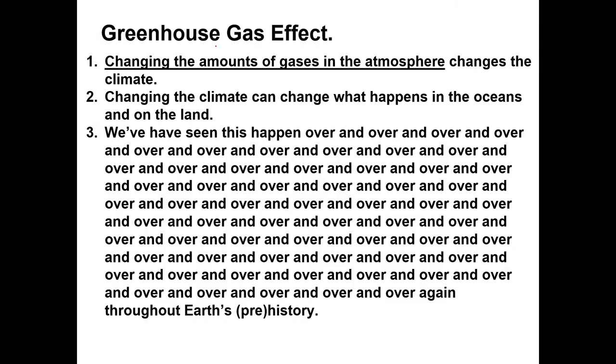So, greenhouse gas effect. You change the amounts of the greenhouse gases in our atmosphere, and it will change the climate, right? It will make it warmer, or if you remove it, it will make it cooler. And we will see this effect in the ocean and on the land, and there are a whole lot of secondary effects. There's a lot of heavy-duty science involved in predicting what happens. But we've seen this happen in Earth's history over and over and over again.